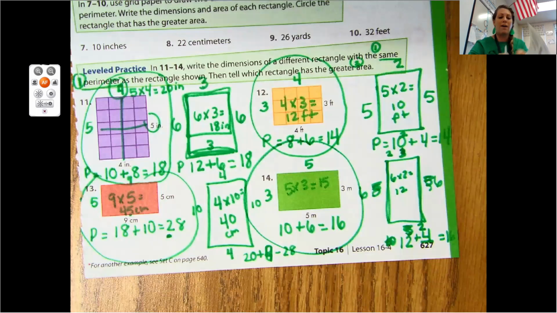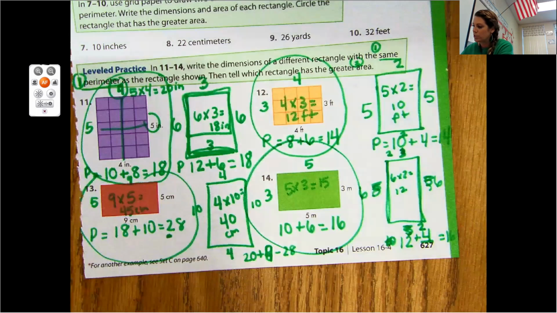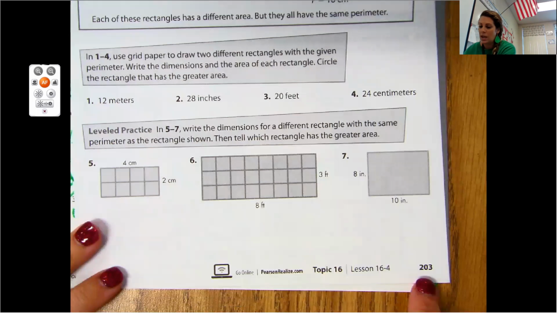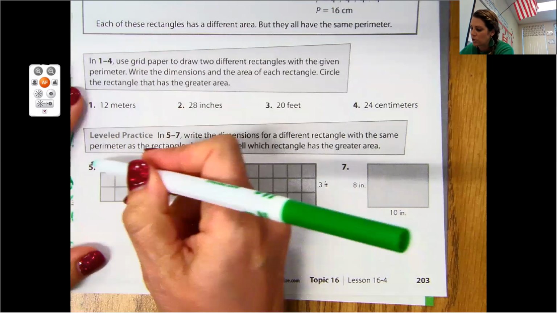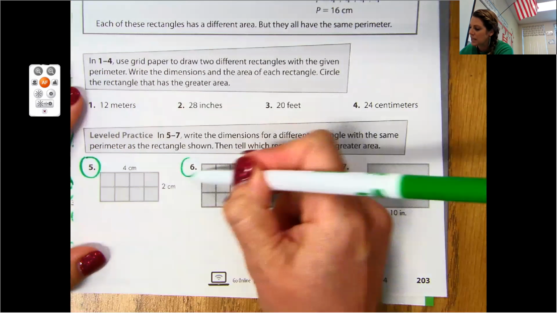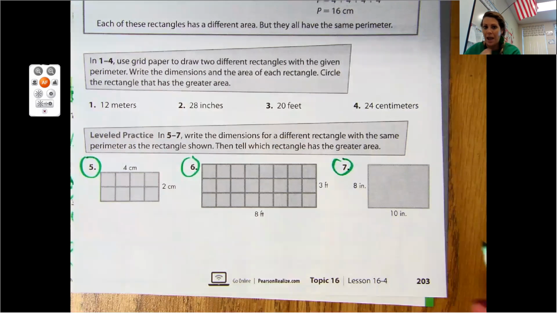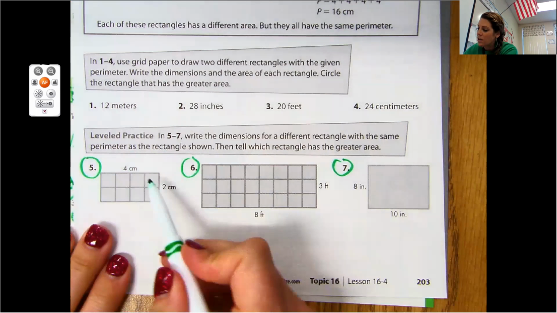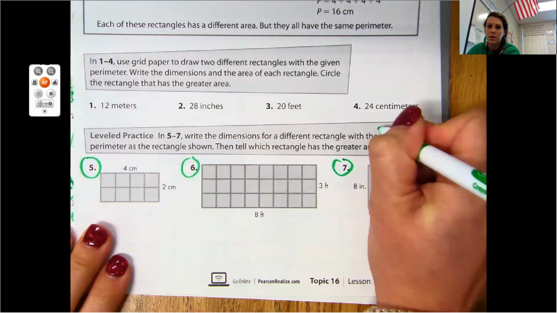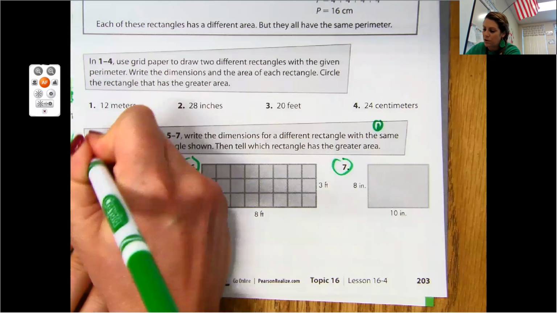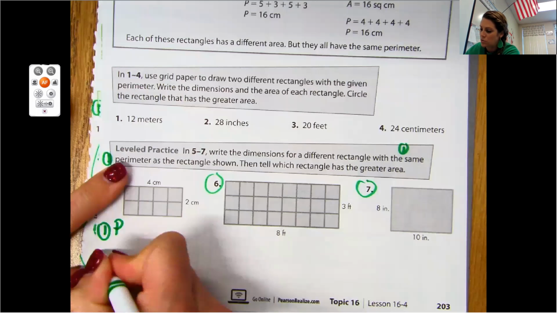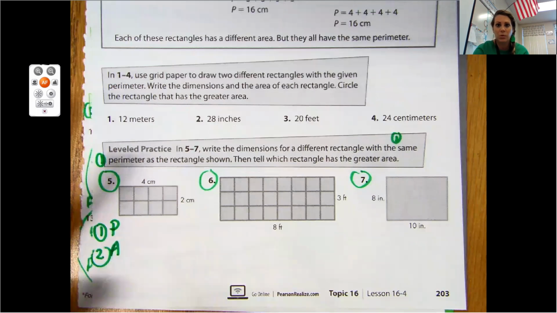I am going to have you work on, in your additional practice book, page 203. I want you to answer 5, 6, and 7. Okay, you're doing the same thing. You're going to have the same perimeter. Find your perimeter first, and then find your area. Okay, guys? All right, we'll talk to you soon.